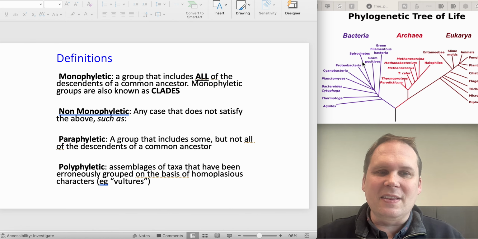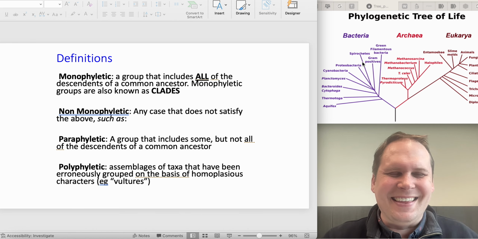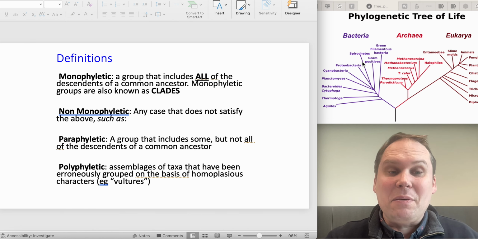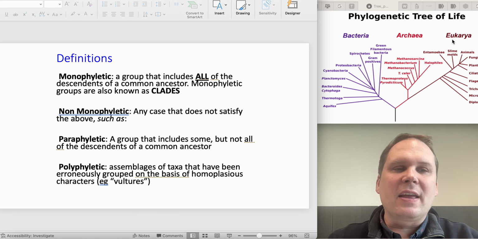Except that slime molds are weird. They do a lot of other things. Anyway, that would be an example of a very bad assumption because we would be drawing a circle around this and this, but leaving out all of this and all of this.